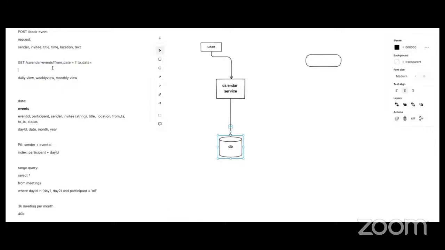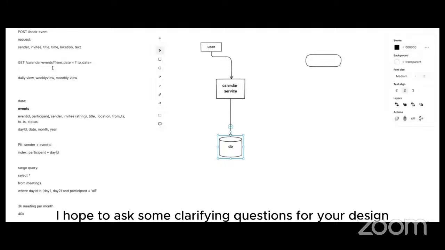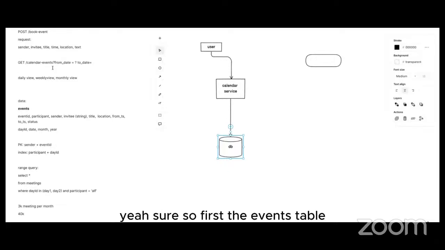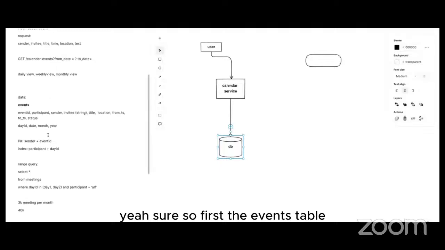Right. So you have talked quite a bit. Maybe I hope to ask some clarifying questions for your design. Yeah, sure. So first, the events table, we have event ID, participant, so sender, invitee, right?